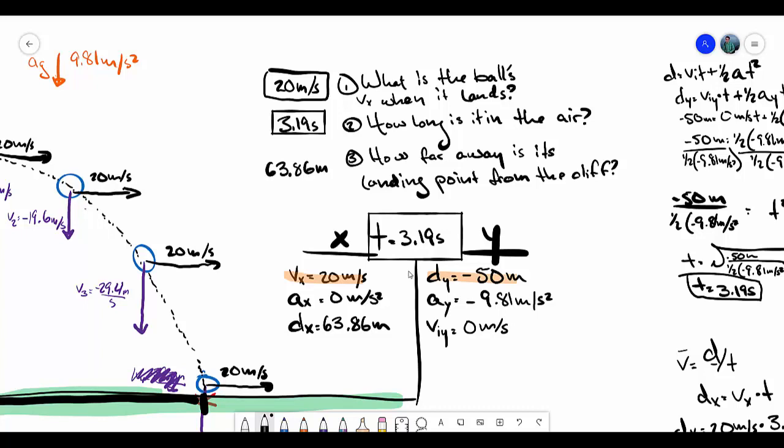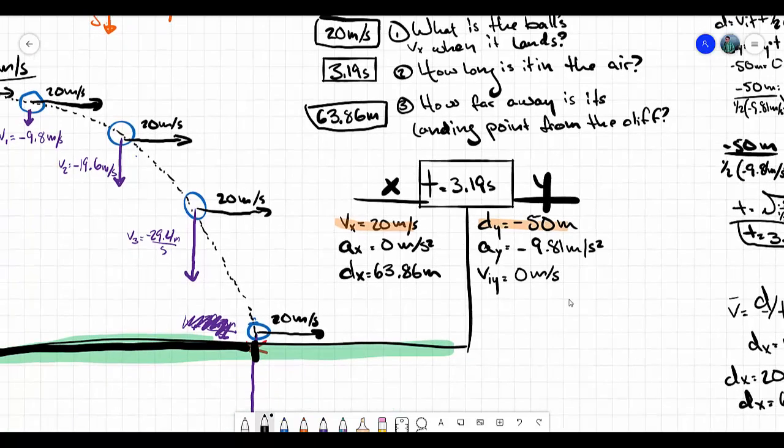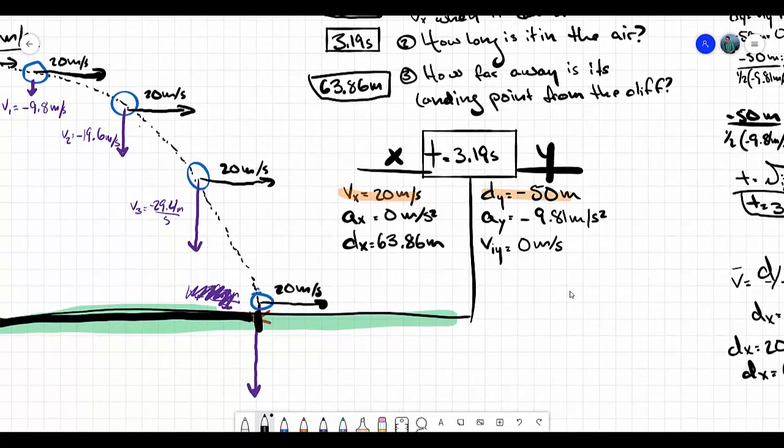3.86 meters. Great, we're done. I'd like to just discuss a few other points. We can find how fast the ball was moving when it landed.